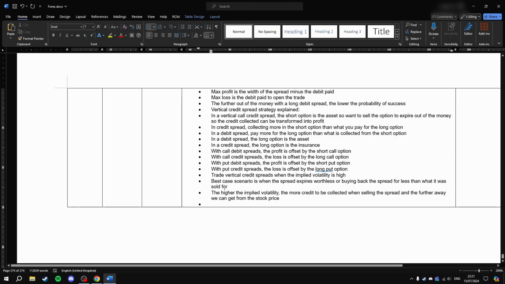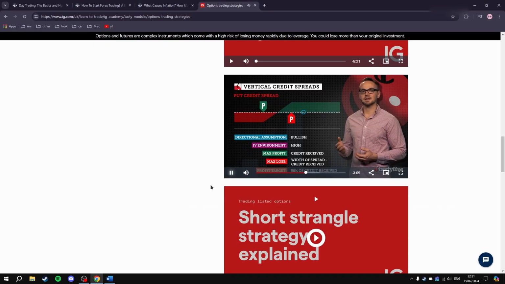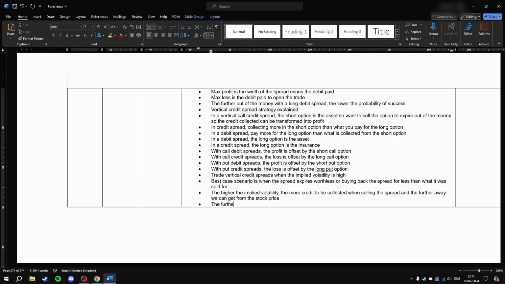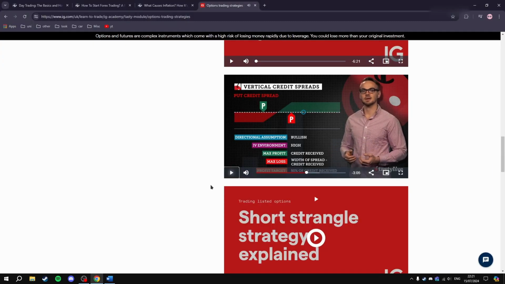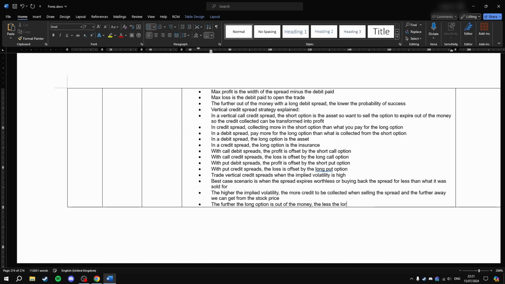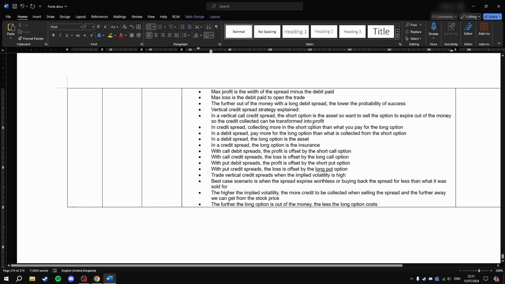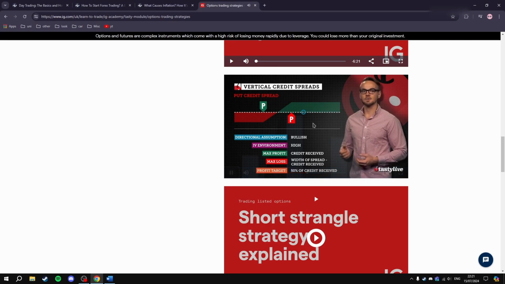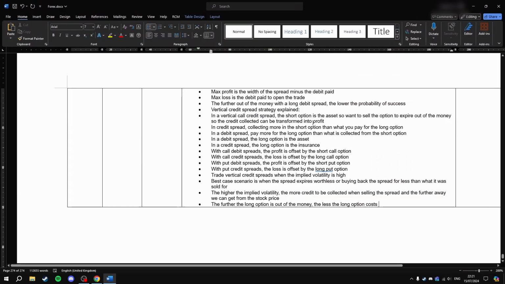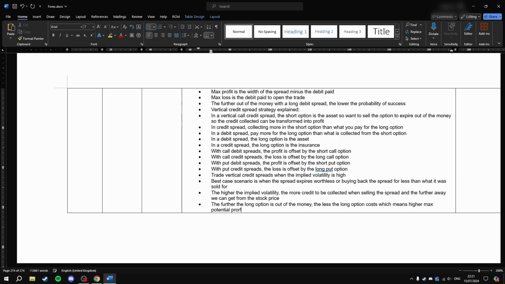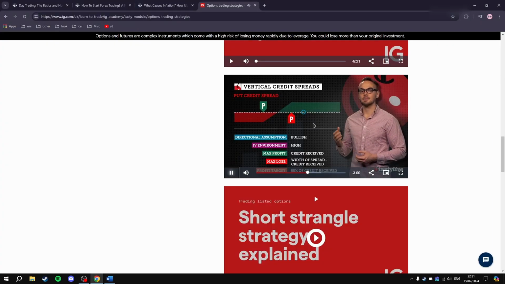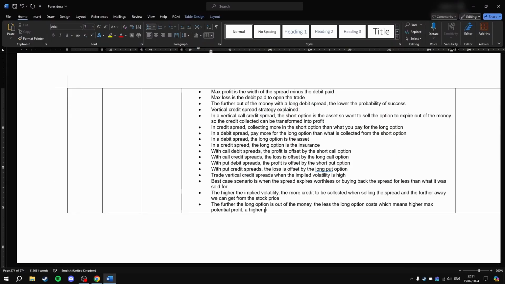Another thing to consider is the cost of the long option that defines our risk. The further we slide the long option out of the money, the less we pay for our long option protection in both put and call credit spreads, which means a higher max potential profit, a higher probability of profit, and a better break-even.